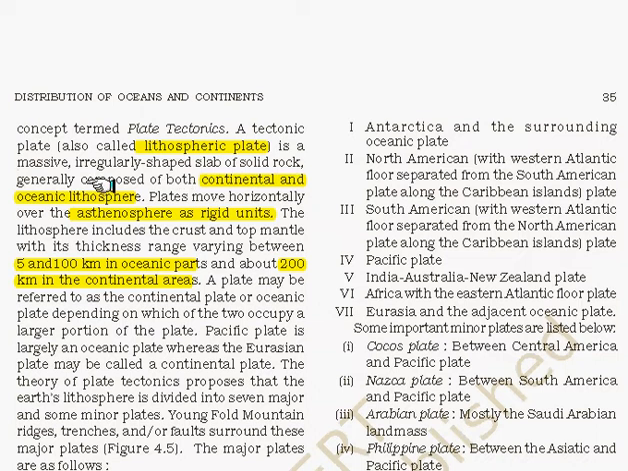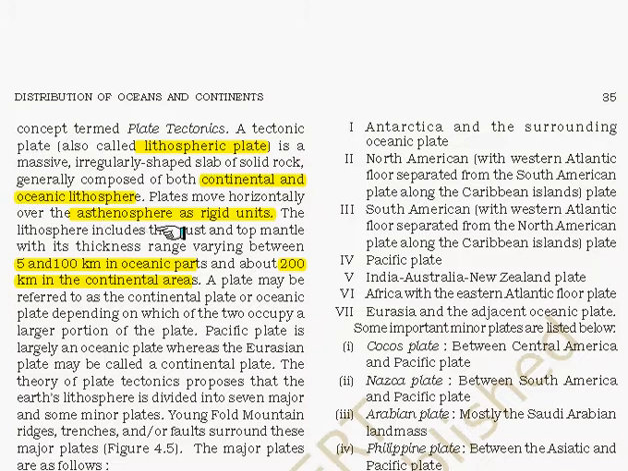It is a massive irregularly shaped slab of solid rock and is generally composed of both continental as well as oceanic lithosphere. Continental lithosphere is on the continents and oceanic lithosphere is basically under the oceans. The plates move horizontally over the asthenosphere as a rigid unit. We have seen earlier that there are various layers in the interior of the earth, and one of them is the asthenosphere.